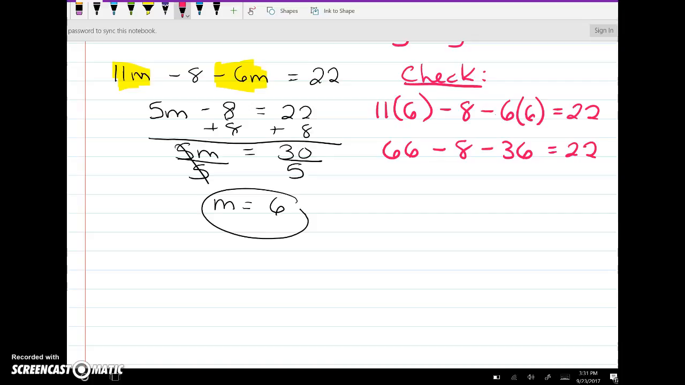66 minus 8 is 58. Sorry about that. 58 minus 36 equals 22. 58 minus 36 is 22, and 22 equals 22. So we put a little check there so we know that it's correct.